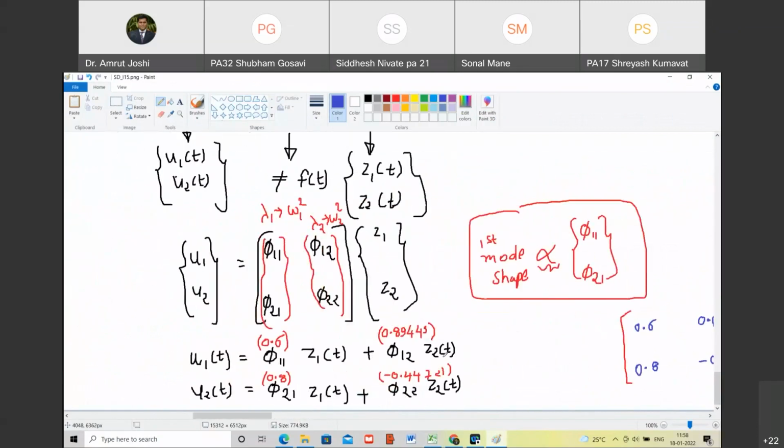ये रिस्पॉन्स इस तरीके का है. Z2 of t, if it is vanishing to zero after 35 seconds, the second term is not going to prevail. That means the ratio of u2 of t upon u1 of t will be 521 z1 of t by 511 z1 of t. Z1 of t will get cancelled out, and you will get the constant ratio 521 upon 511. So what is the ratio of 0.8 upon 0.6? It turns out to be 1.33. So that's what you are getting.